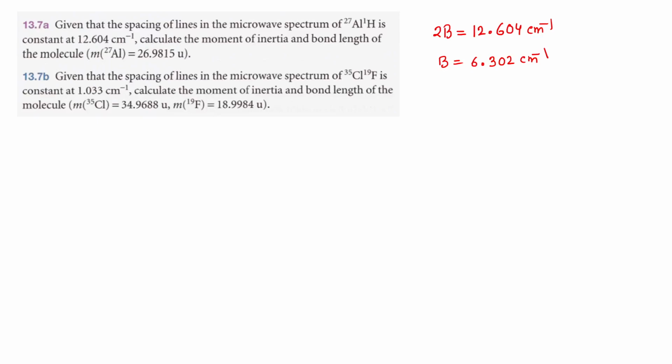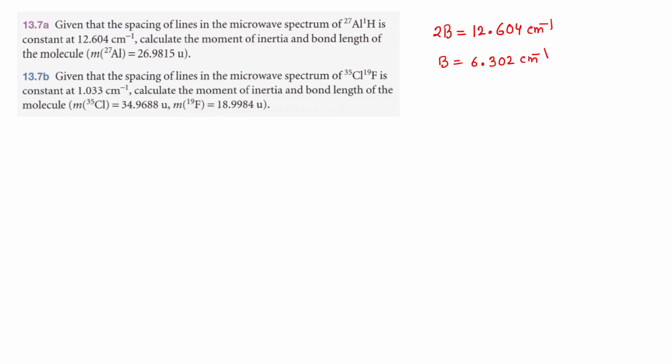Anyway, now the next question: same spacing is given, your molecule is given, so calculate the moment of inertia and the bond length of the molecule, and explicitly the mass is given in atomic mass unit. I would say that you can directly write 35 and 19. I don't see any problem that is going to happen. Because 34.9688 and 18.9884, they are 35 and 19 respectively, right?